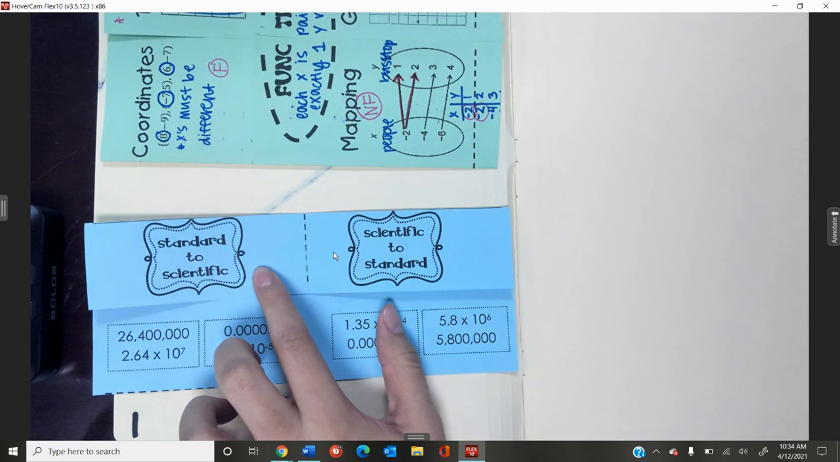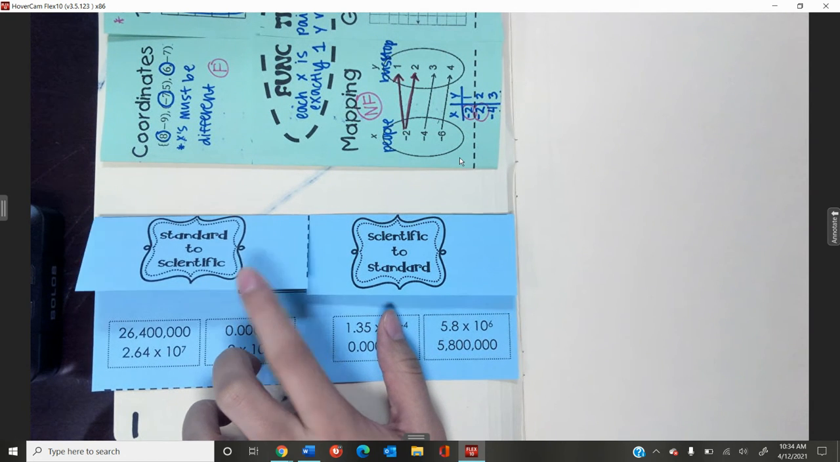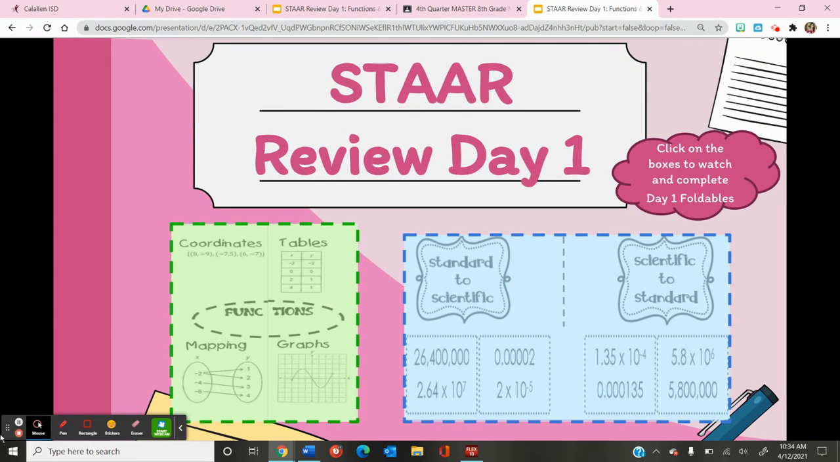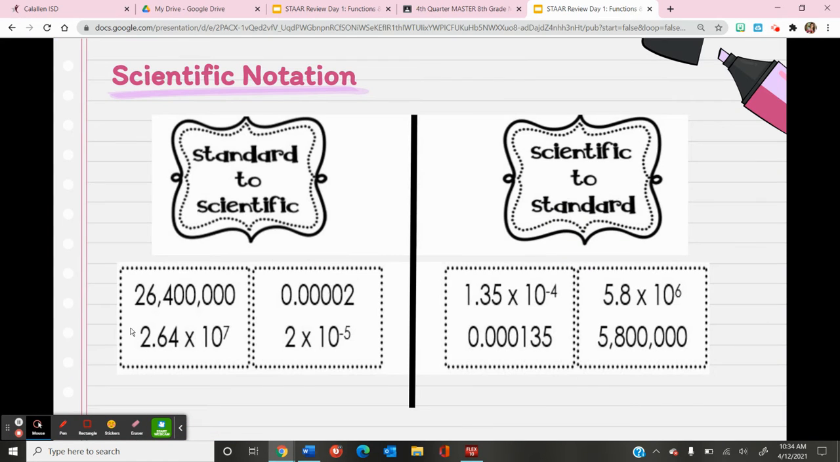So we're going to go ahead and start off by first looking at standard to scientific notation. So looking at the left side of my foldable here, we are going from standard to scientific notation. So this means that I start off with my number expanded, and I'm trying to get it into scientific notation or scientific form. So if I start off here, right now my decimal's at the very end. I want my decimal to go after the first non-zero number, so that means it needs to be placed after the 2.